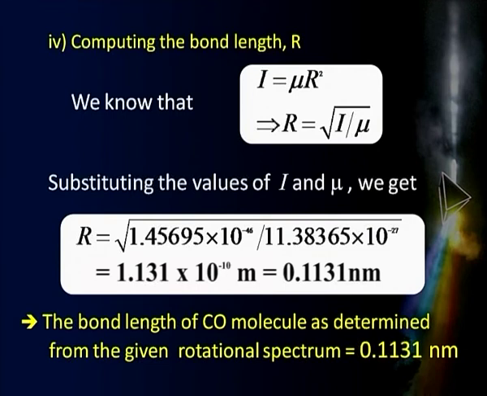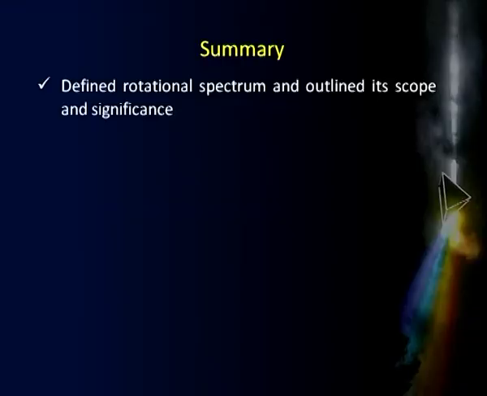So, that is the utility of what we discussed so far in this session, that is the spectrum I get here, the nature of spectrum, that is the equispaced lines there. That thing we are going to make use of to find out the bond length of the given molecule. Okay. Let us quickly sum up what we have done today. We have defined rotational spectrum and outlined the scope and significance, that is in terms of what do we do with the spectrum. If I get a spectrum, what kind of information can I get about the molecule.